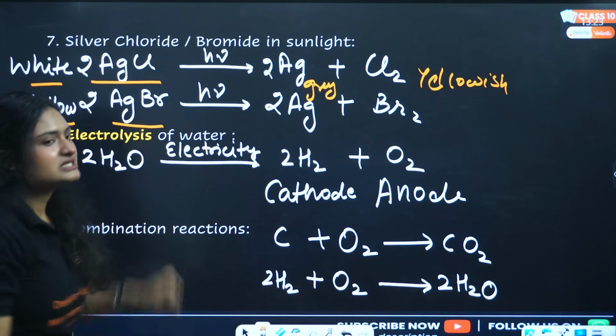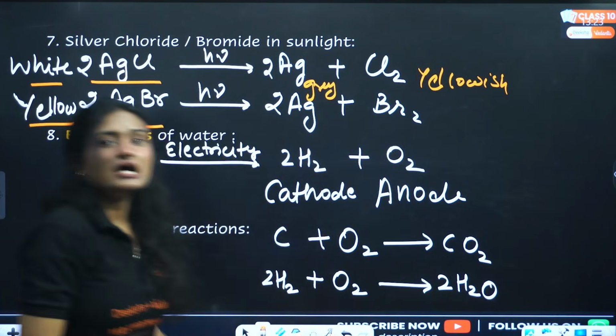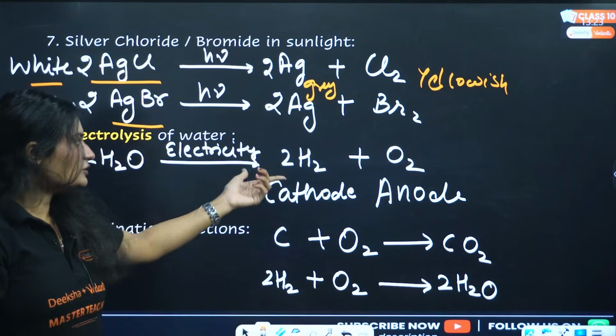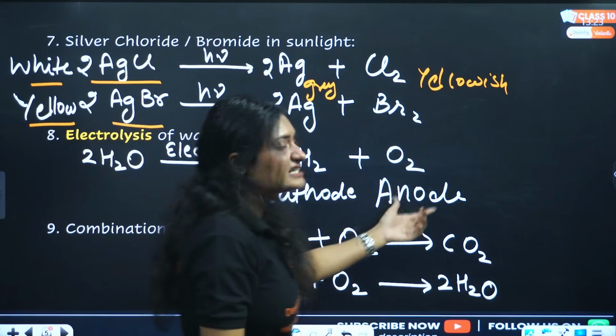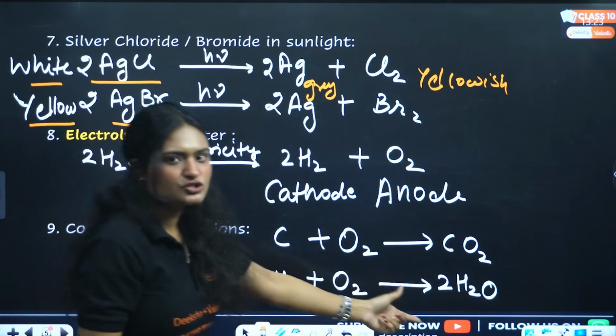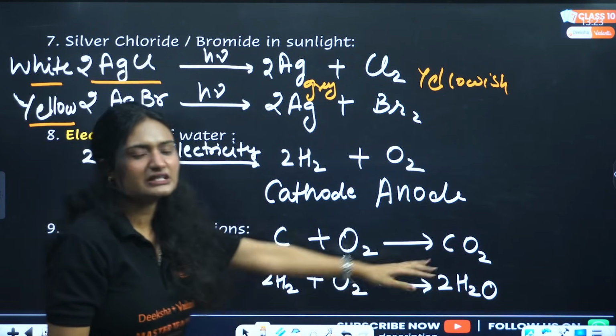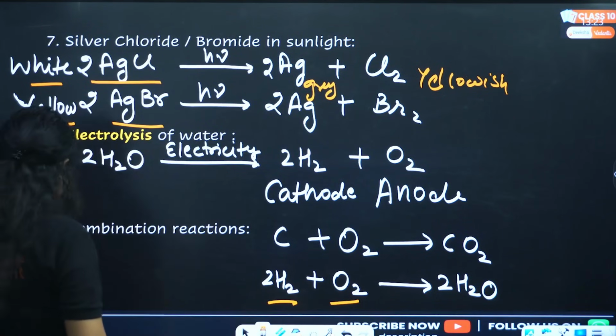Next is electrolysis of water. When we do electrolysis of water, we get hydrogen and oxygen. At cathode we get hydrogen. H is there, so you can remember cathode we get hydrogen, and at anode we get oxygen. Next is combination reaction. Here are some combination reactions. When carbon combines with oxygen, we get carbon dioxide. When hydrogen and oxygen combine, we get water molecule.